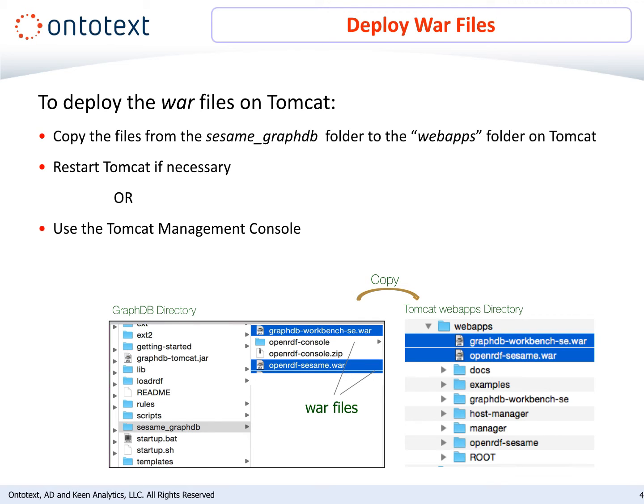To deploy the WAR files on Tomcat, simply copy the files from the Sesame GraphDB folder to the Web Apps folder on Tomcat. As you can see below, we have highlighted the WAR files in blue. After copying the files, you may need to restart Tomcat. As an alternative, you may choose to deploy the WAR files using the Tomcat Management Console, which we demonstrate on the next slide.